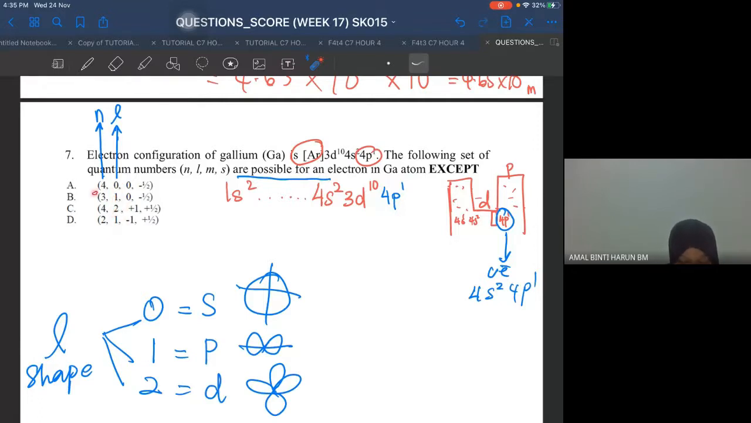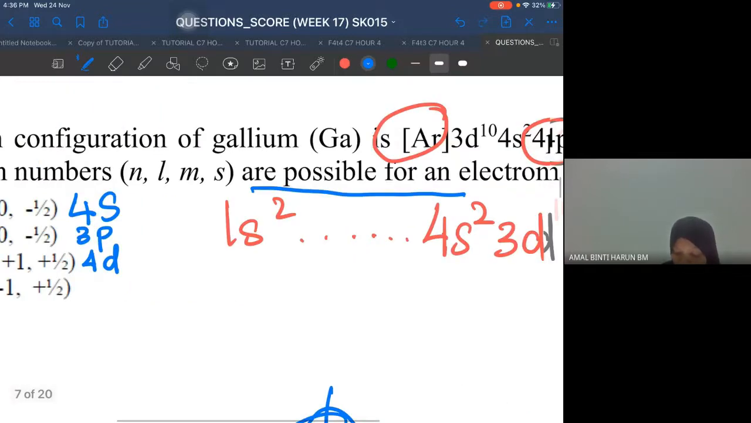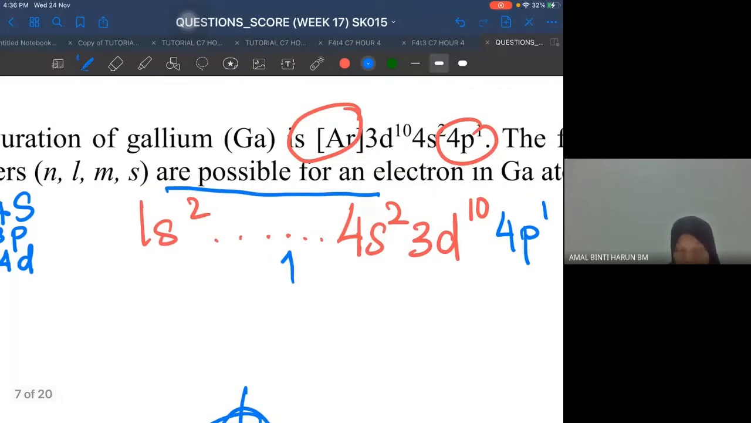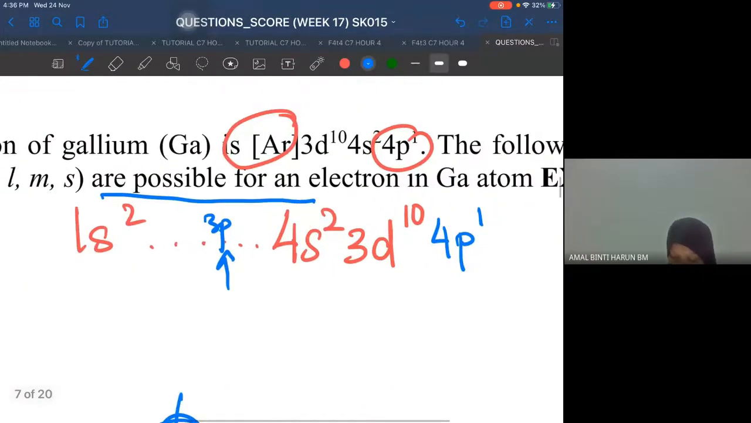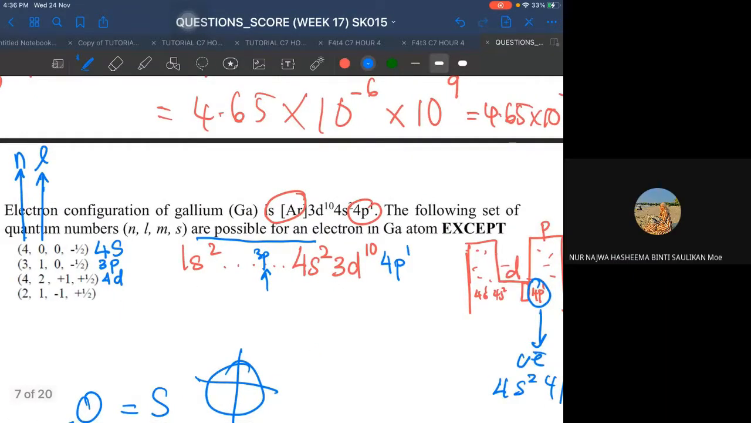Okay, 4, 0 is 4s. 3, 1 is 3p. Next, 4, 2 is 4d. So is there 4s? Yes. Is there 4p? Is there 3p? Of course 3p is here, inside before 4s. Okay, is there 4d? There isn't. Okay, there isn't.